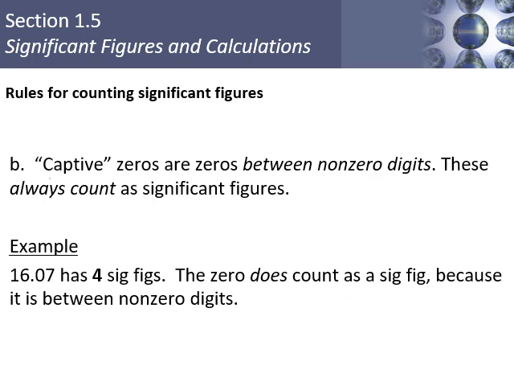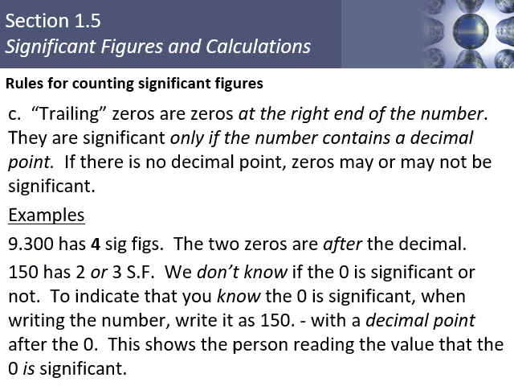Captive zeros means that there's a zero between two non-zero numbers. So for example, here we have 16.07, and this zero has to be significant because it's in between two other sig figs, two other numbers that are significant. So because of that, the zero is significant. Next slide.